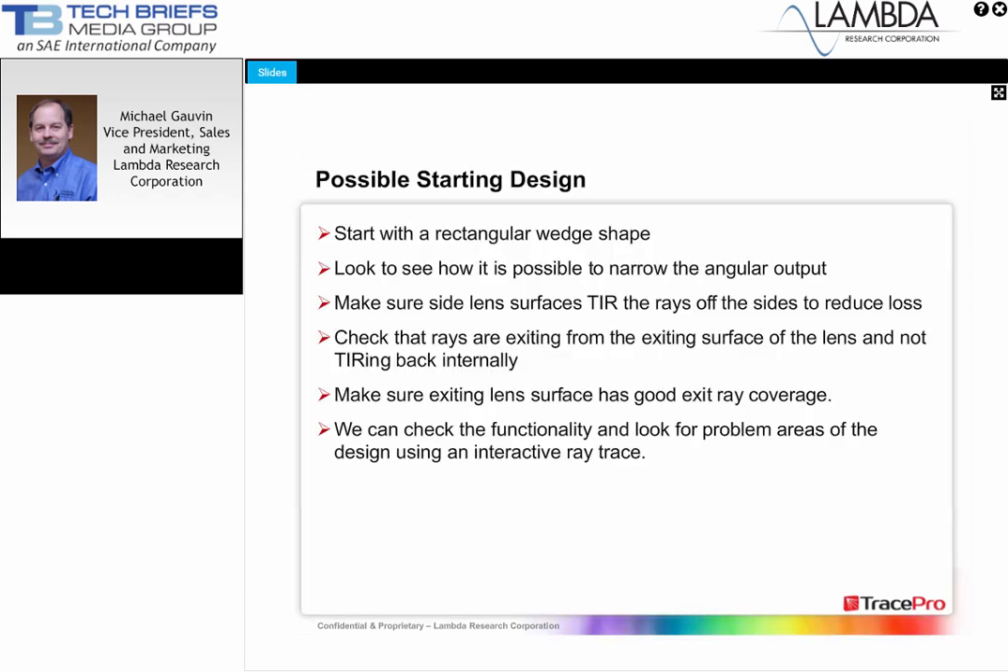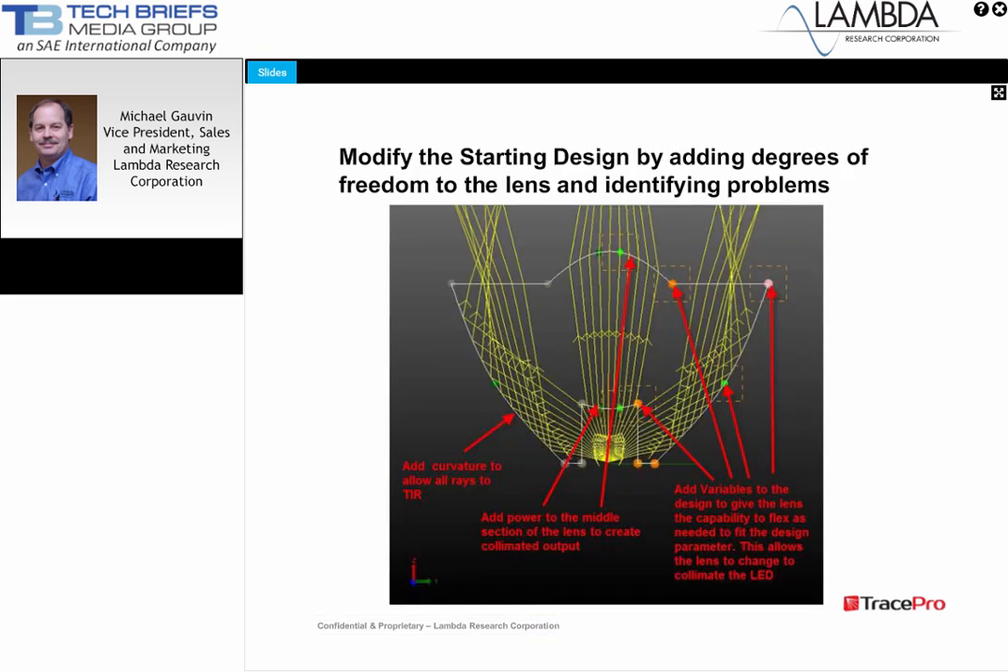So if we go through and we start looking at this in terms of what we're trying to do, we're starting with that rectangular wedge shape. We're starting with a design that narrows the angular output using the sides and using the top to send that area out narrowly. And then we're making sure that we're getting TIR off the sides, but we're also making sure that it's exiting out that exit surface. And we're getting good exit ray coverage across that whole exit surface. So using that interactive ray trace helped a lot here to make sure that we have a good starting design. And now we can start modifying that design.